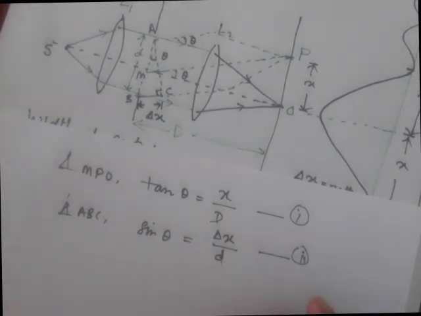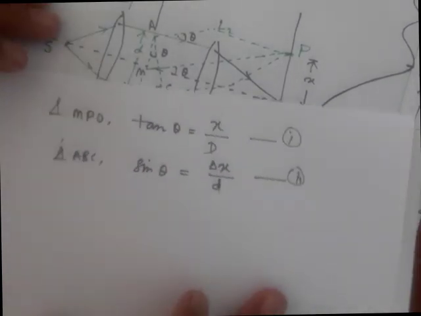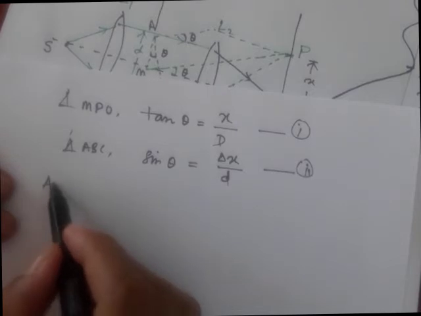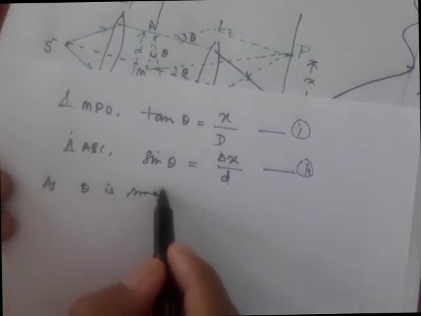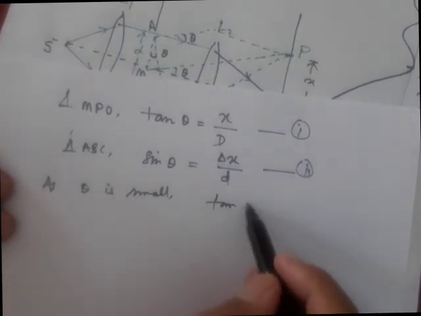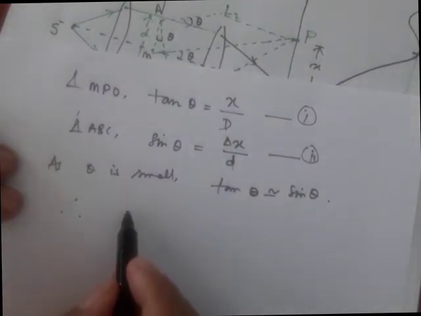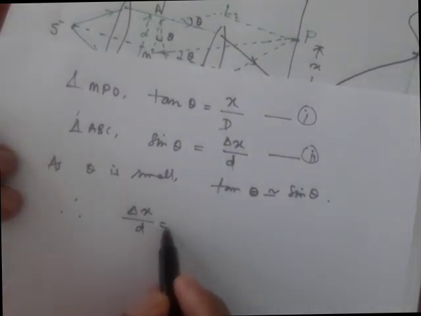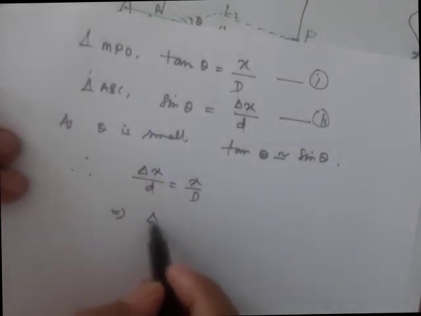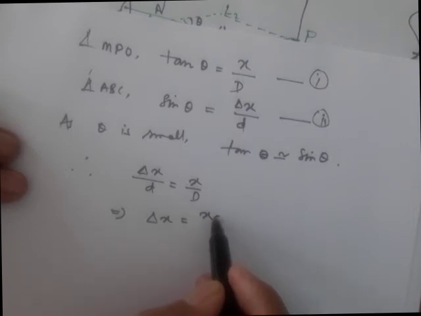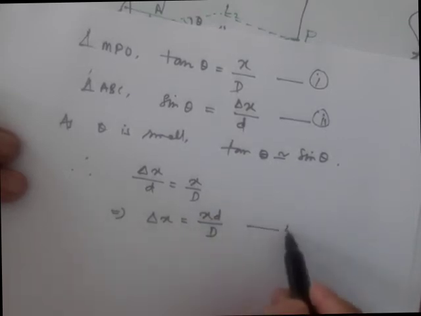Then, as this angle theta is small, this has to be noted, tan theta will be taken as equivalent to sine theta. Therefore these two equations will be the same, so you can write delta x by D is equal to x by D. So this will give you the path difference, delta x is equal to x d by D. You can call it equation number 3.